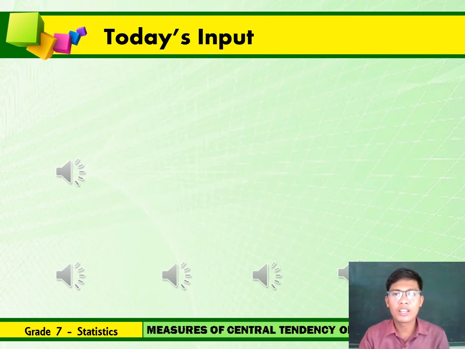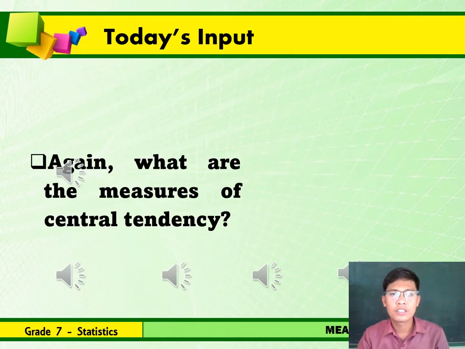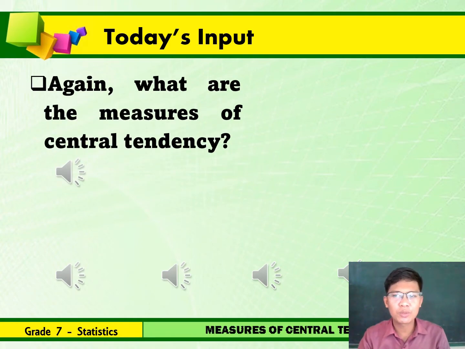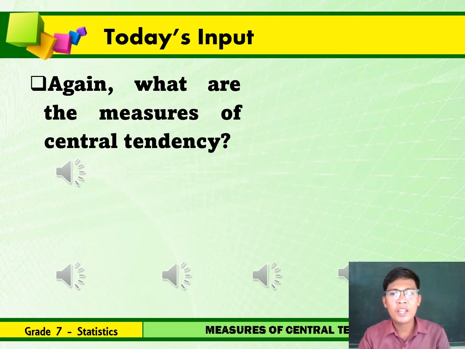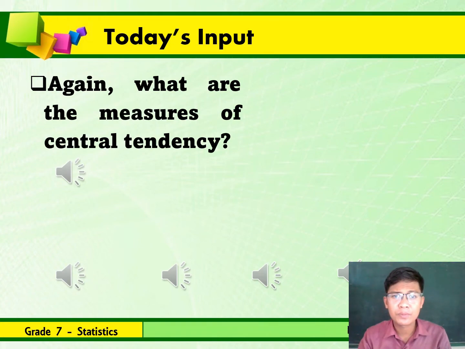Since we're done with our lesson for today, let us summarize what we've discussed. Let's start with what are the measures of central tendency? Mean, median, and mode, sir. Very good. Since we have mean, median, and mode, what is mean? The mean, also known as average, is the sum of item values divided by the number of items.